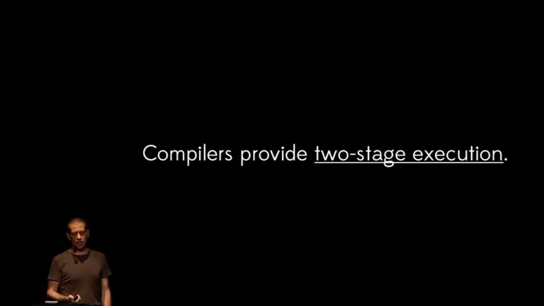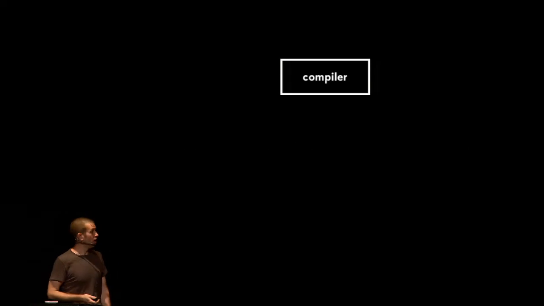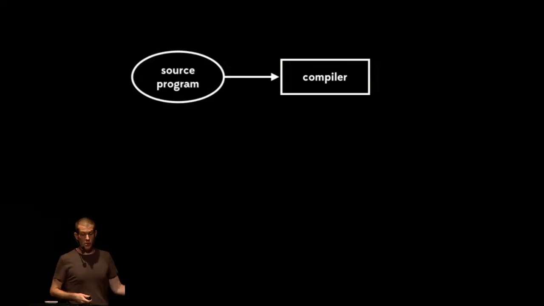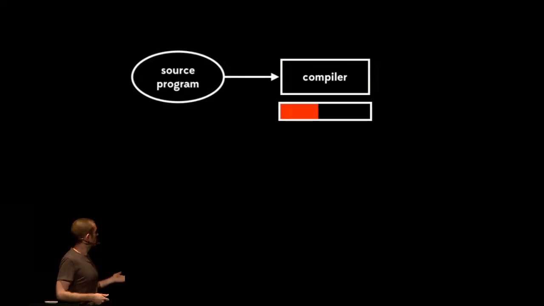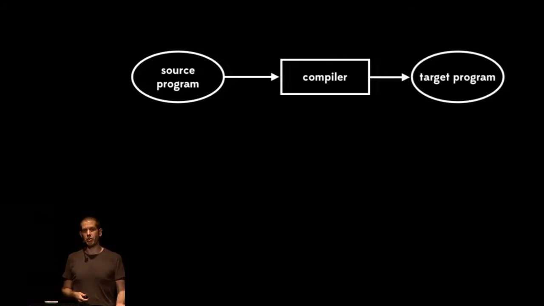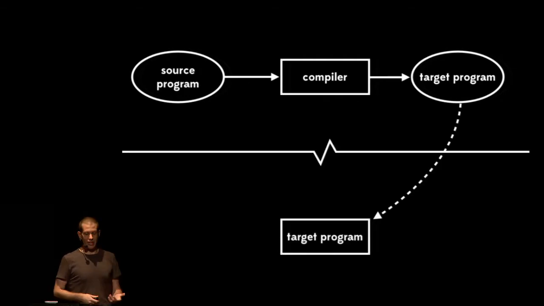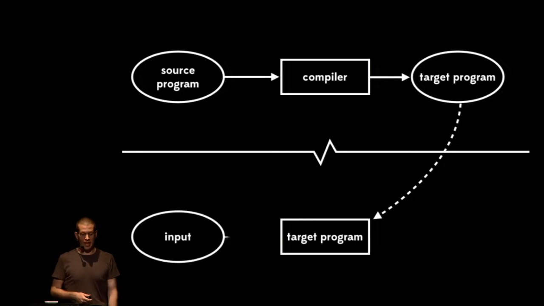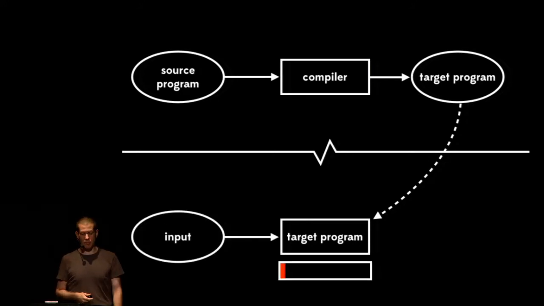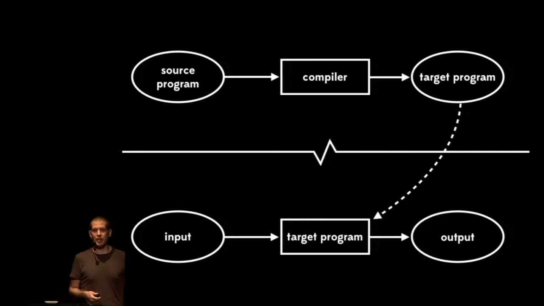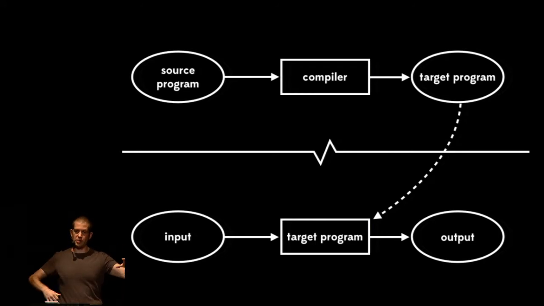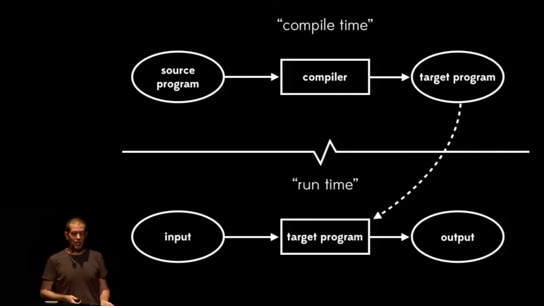So the idea of a compiler is it provides this two-stage execution. You have your compiler, and you put your source program into it, and then you execute your compiler, and that produces what we usually call the target program, the compiled version of your source. And then at a later time, you can take that target program and run it, when you want to run it. At the time when you run it, you provide the input to that program, and it runs and produces the output. Instead of doing it all at once, you've separated the job of executing the program into two separate stages. The first stage we'd usually call compile time, and the second stage is what we'd call runtime.